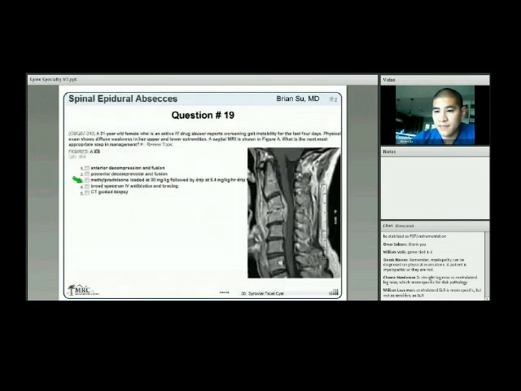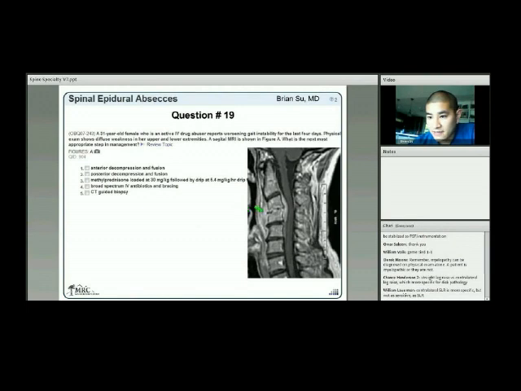Next topic, spinal epidural abscesses. A 31-year-old active IV drug abuser reports worsening gait instability for the last 4 days. Physical exam shows weakness in the upper and lower extremities. A sagittal MRI is shown in figure A. What is the most appropriate step in management?